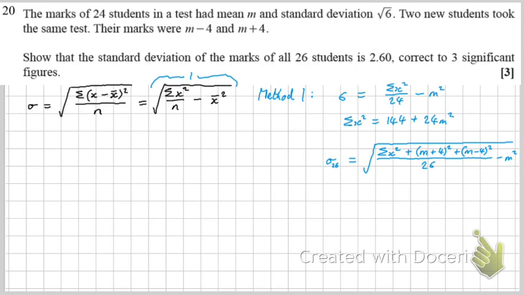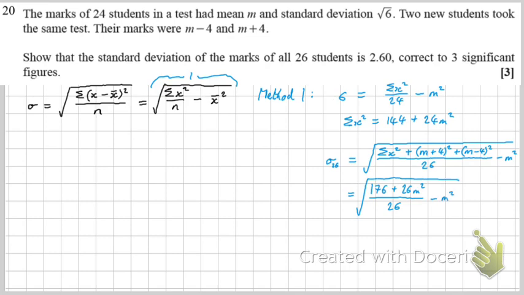So we can now use the sigma x squared from before and substitute it in here. Now I've not left myself very much space here, but sigma x squared was 144 plus 24m squared. And then continuing that numerator, I'm going to expand these two expressions. We get plus m squared plus 8m plus 16, plus m squared minus 8m plus 16. Now, because I've run out of space, I'm just going to simplify that, which gives us 176 plus 26m squared, and that's divided by the 26, take away the m squared.